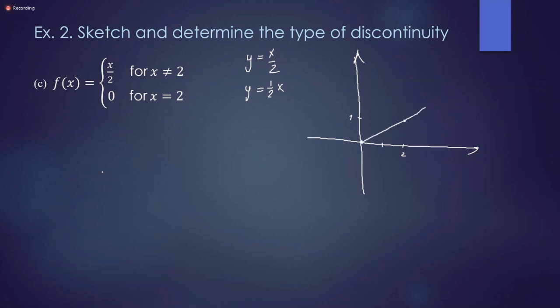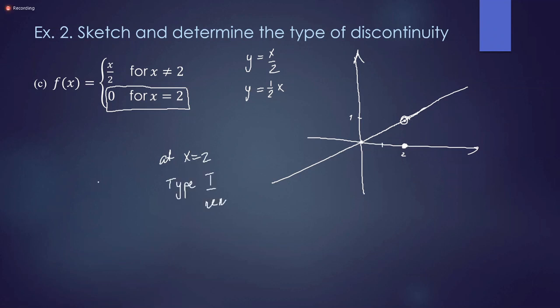But if x is 2, then the function value is 0. For all x that is not equal to 2, we have the points of this line. At this point, this is empty here. We take it out, as we see, and the function value is 0 at this particular point. So at x is 2, we have type 1, and this will be removable because we created it artificially.